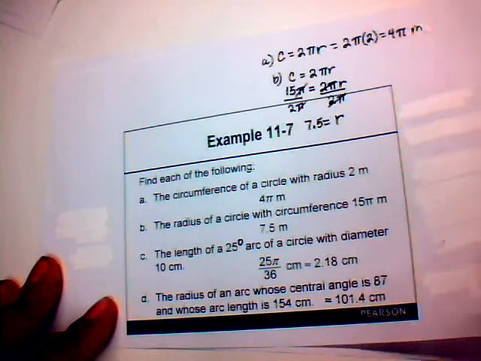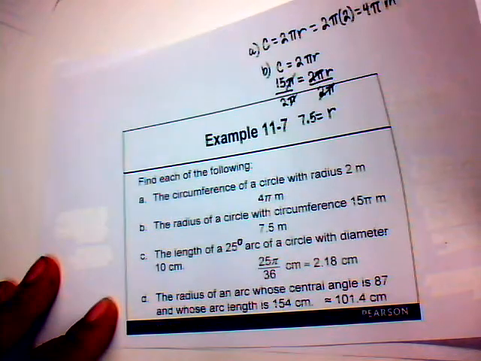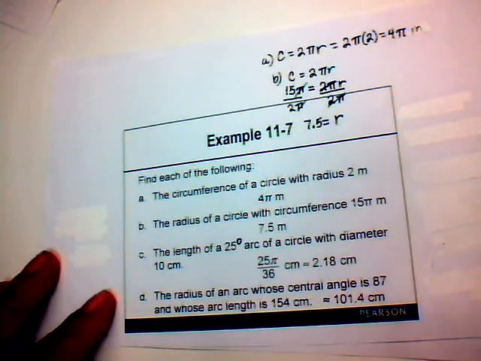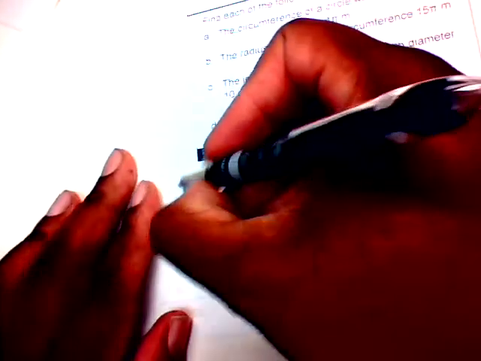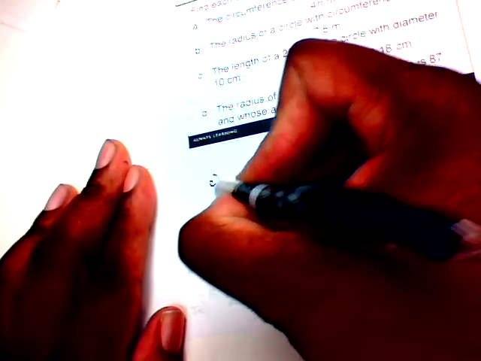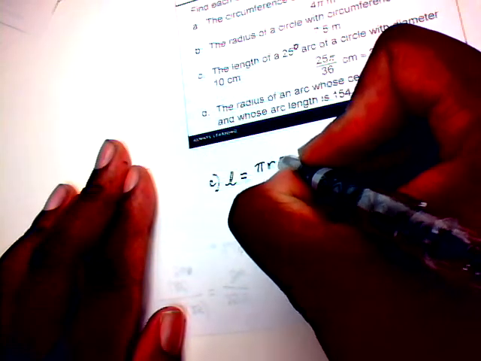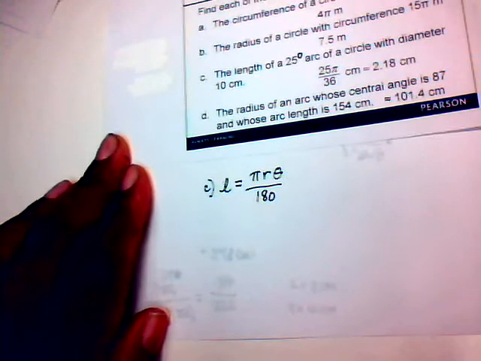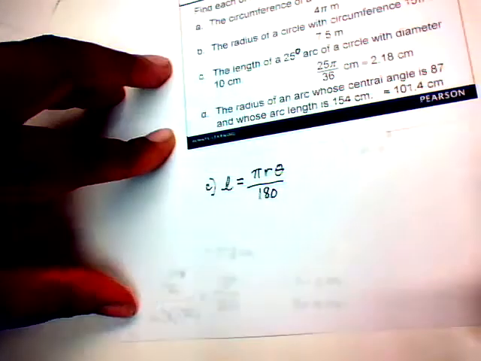Okay, part C. The length of a 25-degree arc of a circle with a diameter of 10 centimeters. So in this case here, I'm going to do this on another sheet. And this is part C. We have to use this formula. L is equal to pi times r times theta over 180 degrees. Theta is the angle measure, and pi, and then you got r is the radius. L is the arc length.